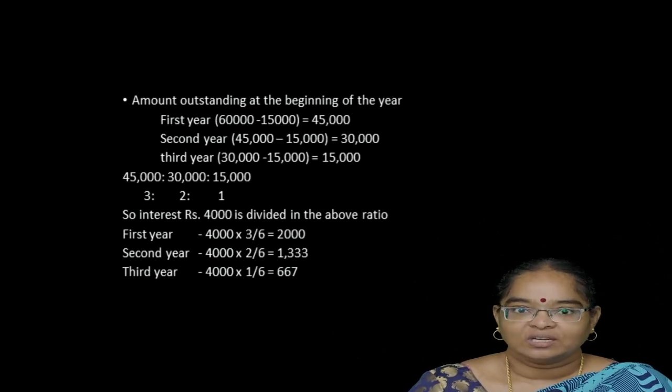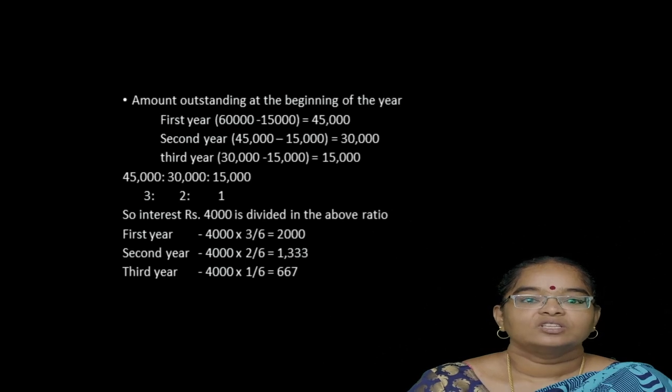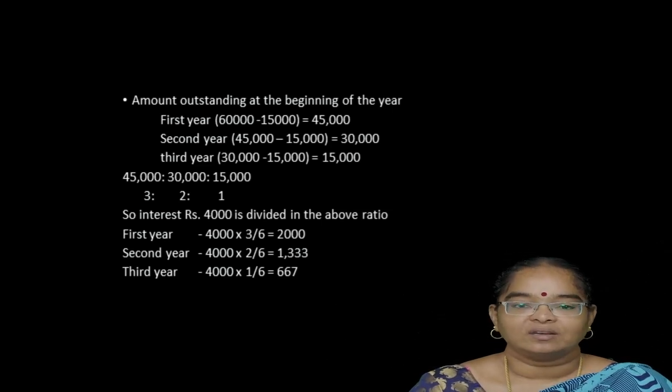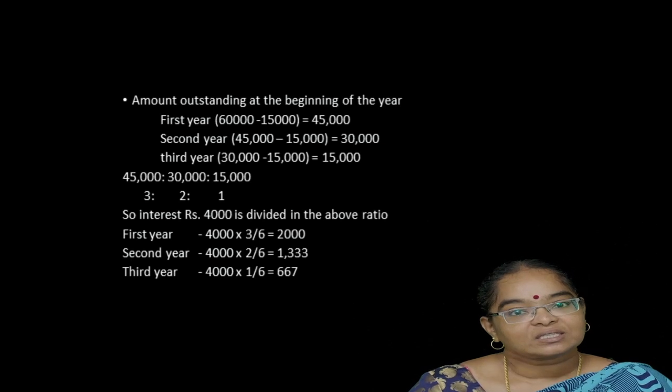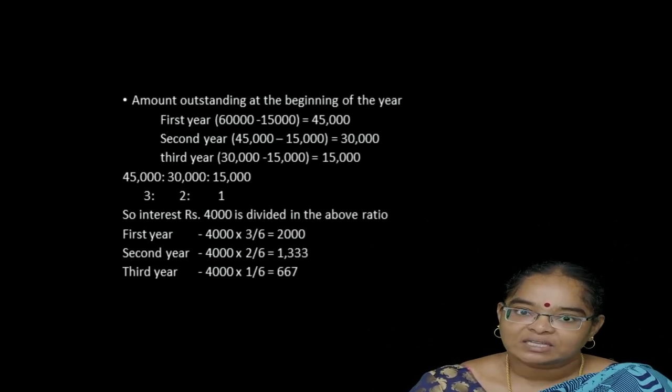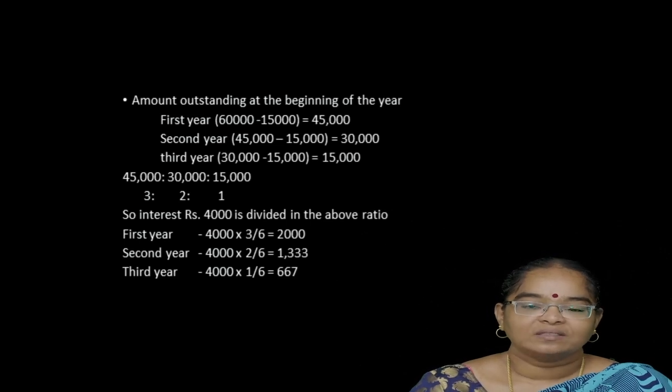So when interest rate is not given, I compute the interest with the help of the interest formula and some proportionate ratio. I compute the interest included in each installment. If interest rate is given in the problem, you have to compute directly. If interest rate is not given, you have to apply this proportionate ratio method.